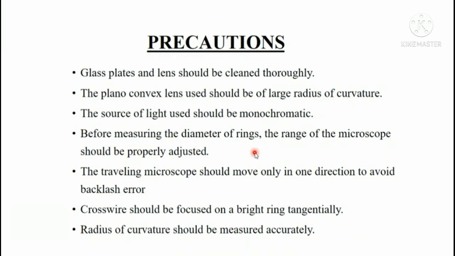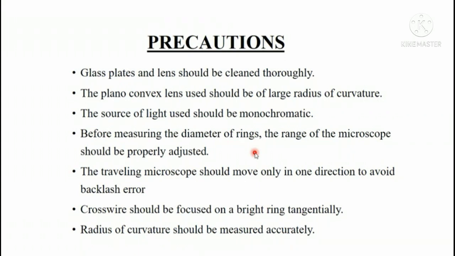So let us discuss the precautions we have to follow. First of all, the glass plates and the lens should be cleaned thoroughly, and the plano-convex lens used should be of large radius of curvature so that we get a thin film, and the source of light should be monochromatic. Before measuring the diameter of the rings, the range of the microscope should be properly adjusted and the least count should be properly found.